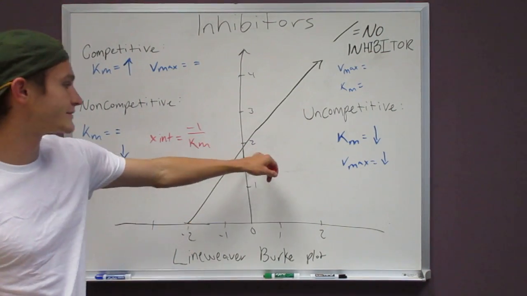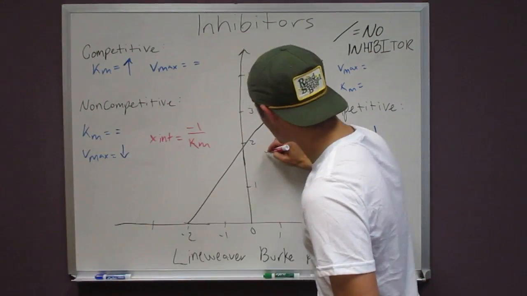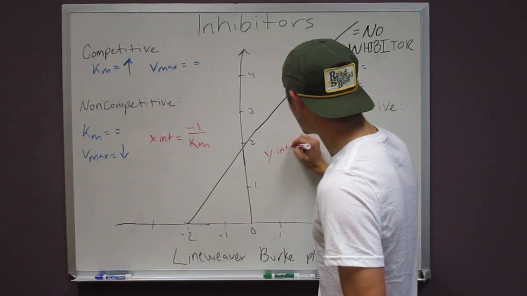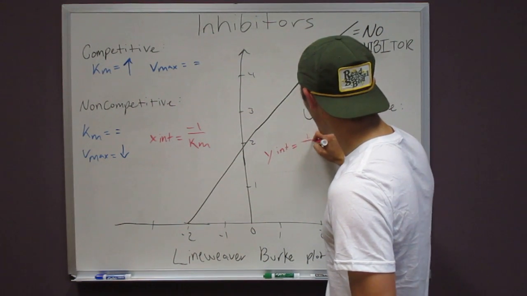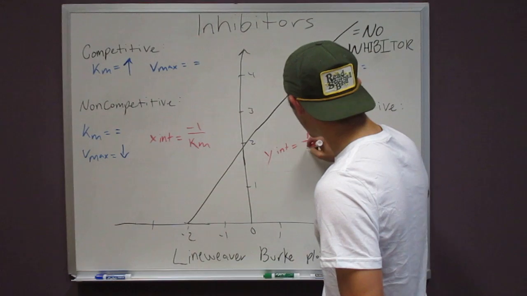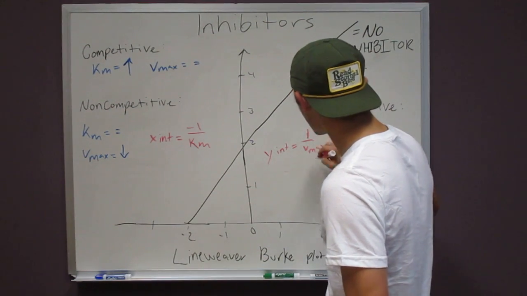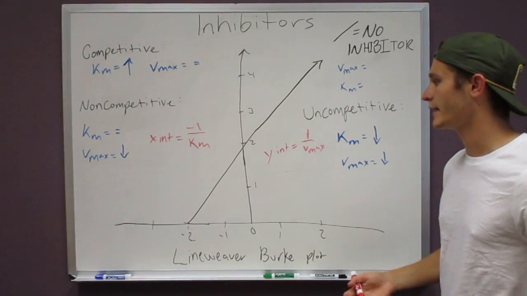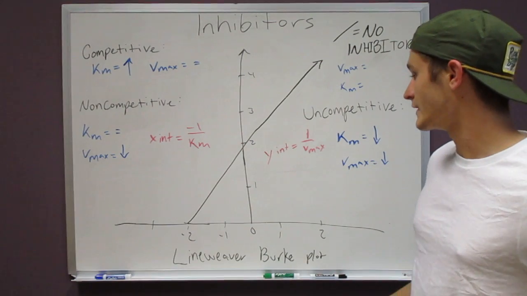And then the y-intercept equals 1 over Vmax. So you guys can say, well, hey Adam, that seems pretty easy. It seems kind of straightforward.